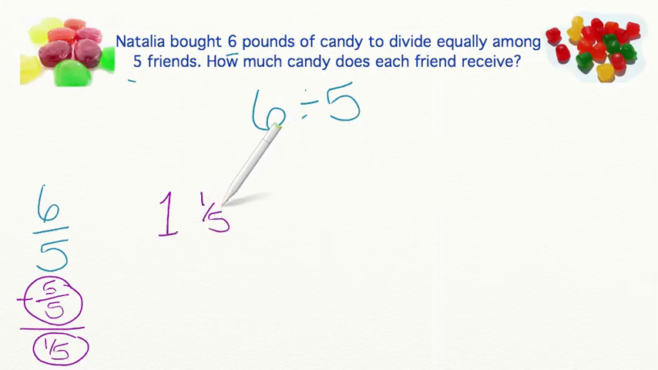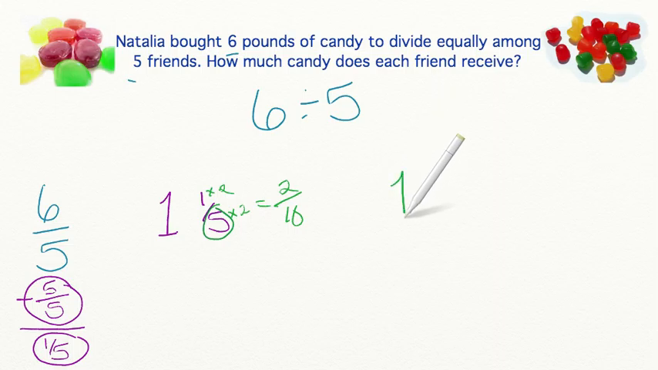We need to change our denominators into base 10. So that means tenths, hundredths, or thousandths. So if we multiply 5 times 2 and 1 times 2, that equals 2/10. Now we're ready to change this into a decimal. So we have 1 and 2/10 written as a fraction.